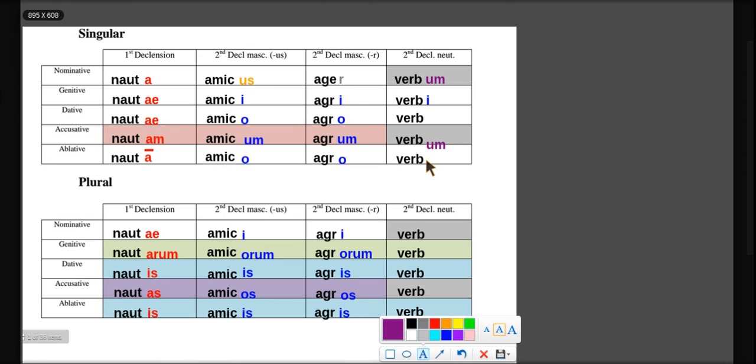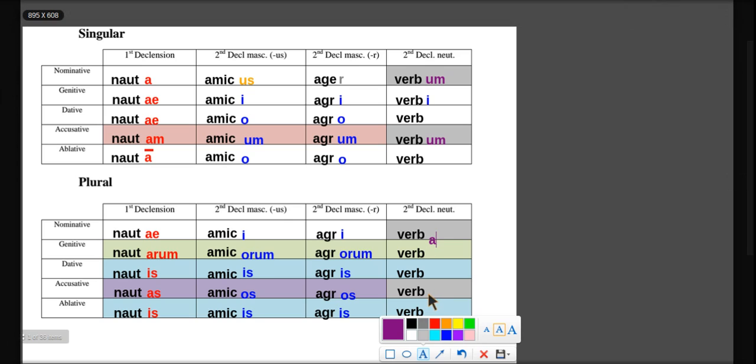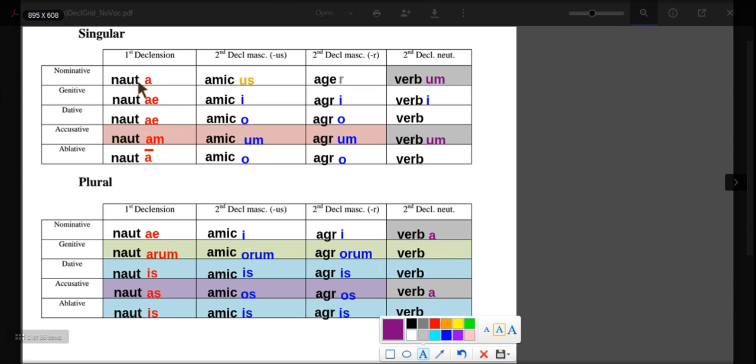You notice that you also have um for your accusative singular forms for your masculine, which makes it a bit easy to remember. The tricky part is down here in the plural. The nominative and accusative plural ending for any neuter will be a short a. So you can add that short a. Be careful not to confuse this short a with the short a you have up here.